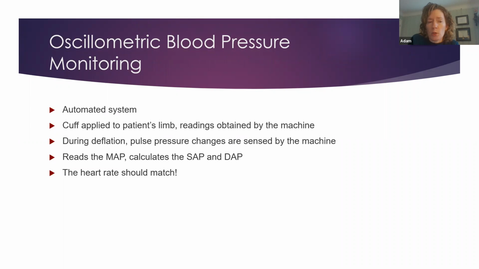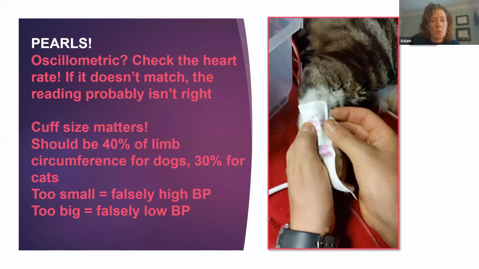The thing that's important to remember here is that the oscillometric system is measuring the mean arterial pressure. So it's calculating both the systolic pressure, which is what we usually record, and the diastolic pressure. It will not work very well if a patient is having arrhythmia. So this is another tool where, when you're using it, you want to make sure the heart rate matches when you're monitoring the pressure, so that we know it's fairly accurate. Like I said, if you're using the oscillometric, check the heart rate.